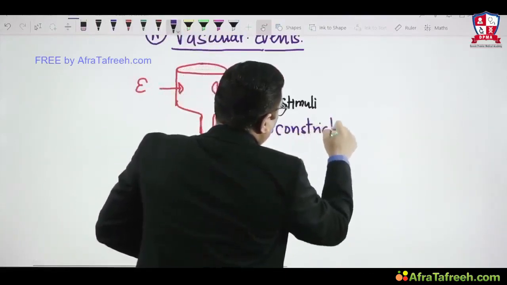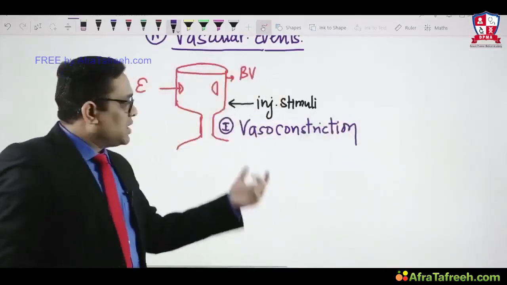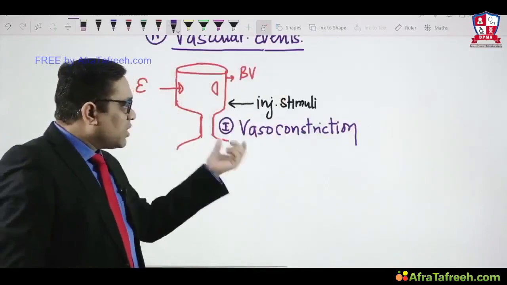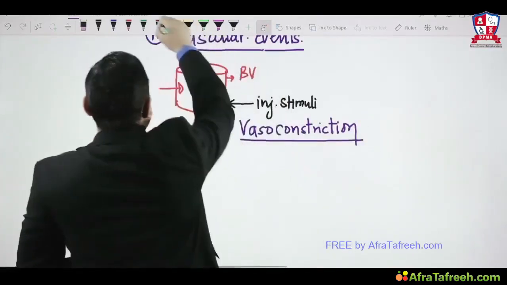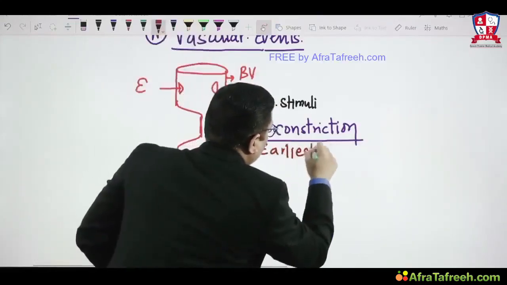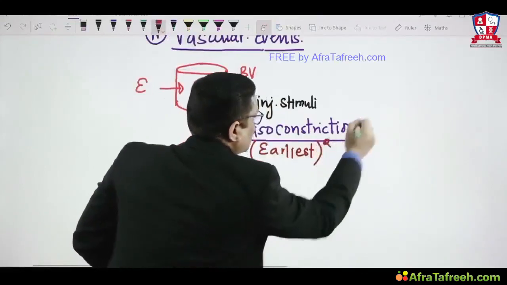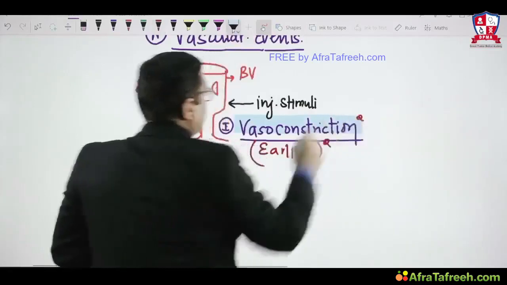Vasoconstriction. Narrowing of the blood vessel lumen is called vasoconstriction, and we must remember this is the earliest response. The examiner asked this question: what is the earliest response in acute inflammation? The earliest response in acute inflammation is vasoconstriction. So that is how we have to keep this in mind.